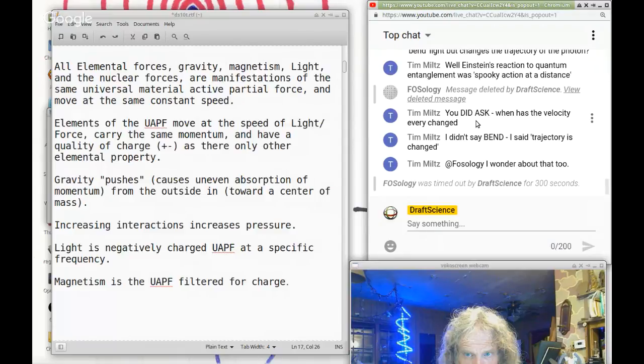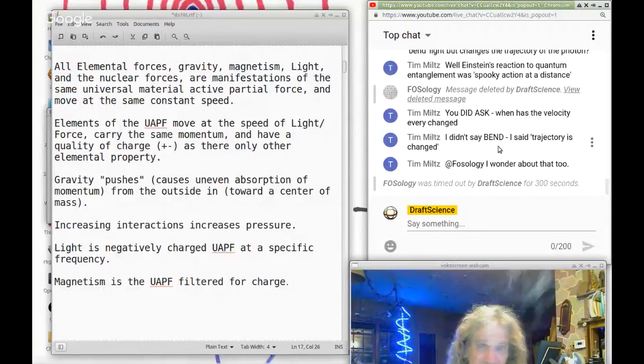When has velocity ever changed? And where did you prove velocity ever changes? Bending isn't changing velocity, so that doesn't even make sense. I said trajectory has changed. Trajectory is never changed by another force. You can't change the trajectory of a photon with a force. Can't be done.